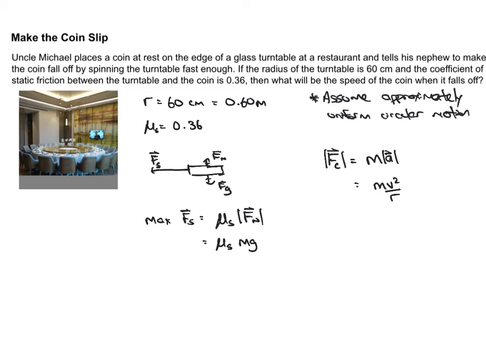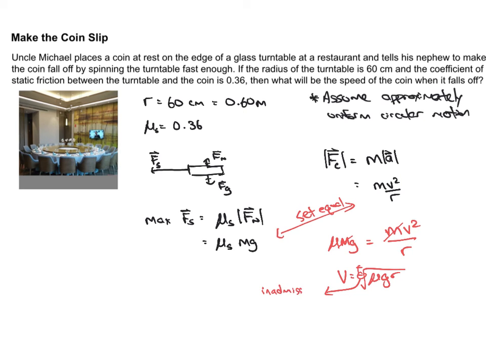And that is why they did not give us the mass in this problem, because they cancel out. There's one on each side of the equation. Divide both sides by m, they cancel out. So I'm going to solve this for the speed. It's going to be r multiplied by mu and g. And then I take the square root of both sides, plus or minus, but the minus is inadmissible. We're not going to have a negative speed.